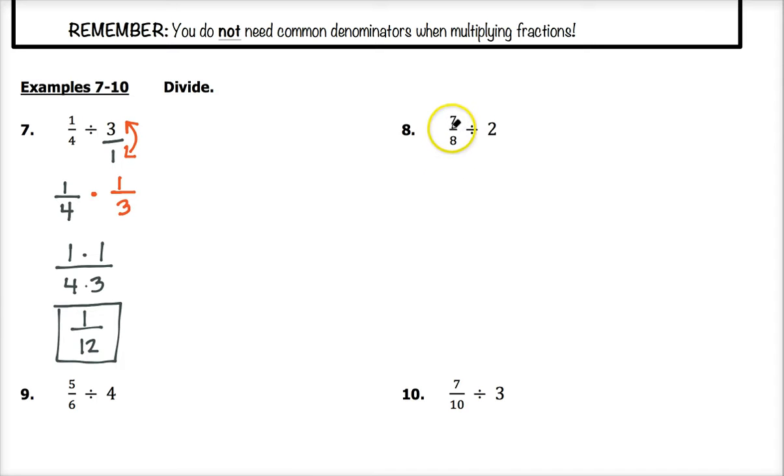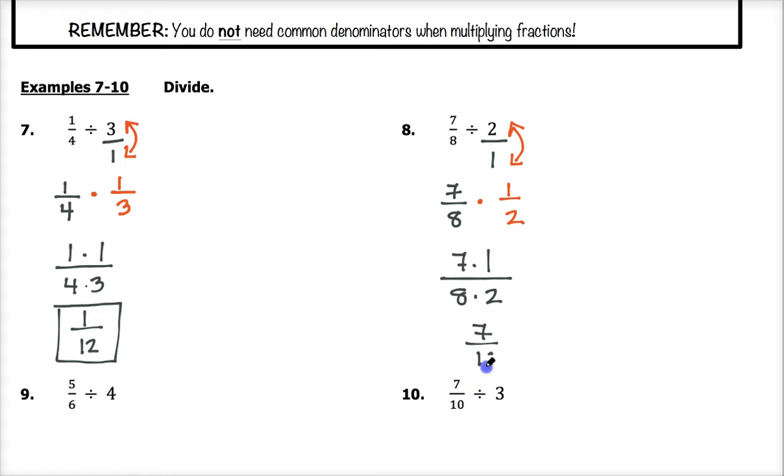Okay, number 8, we have 7/8 divided by 2. So we're going to write 2 as a fraction, 2 over 1. 7/8, we recopy. We change our division symbol to multiplication. And then 2/1, we do the reciprocal of this, and this becomes 1/2. So 7/8 times 1/2. So this is going to be 7 times 1 over 8 times 2. I can't cancel anything here, so this just becomes the fraction 7/16.